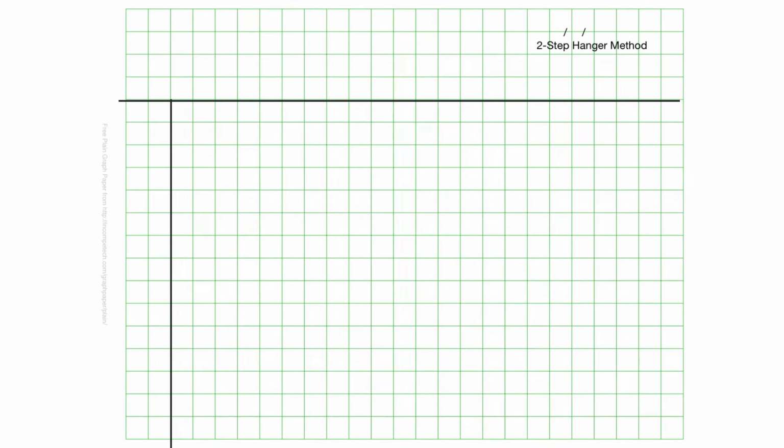This video is going to cover the topic of two-step hanger method. Be sure the date and topic are at the top of your page. The essential question that we need to answer is how can we use the hanger method with multiple steps to find the unknown value?